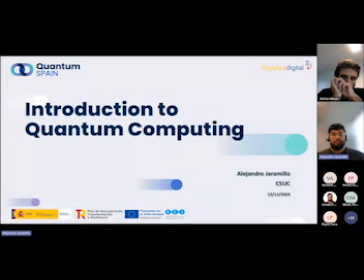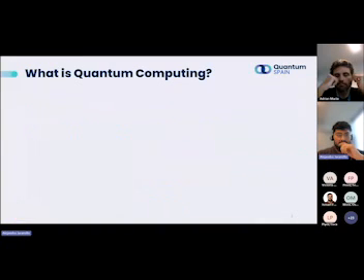...that uses this algorithm to solve a little problem, just to show the capabilities of these kinds of devices. So first things first, the big question is, what is quantum computing?